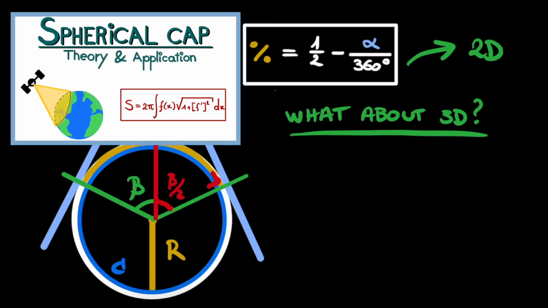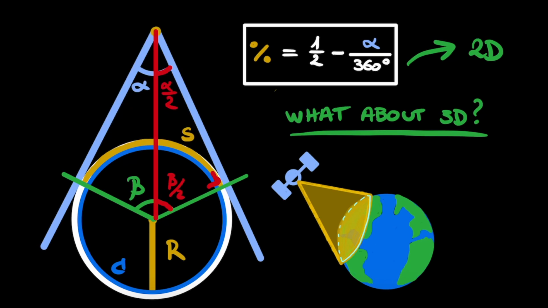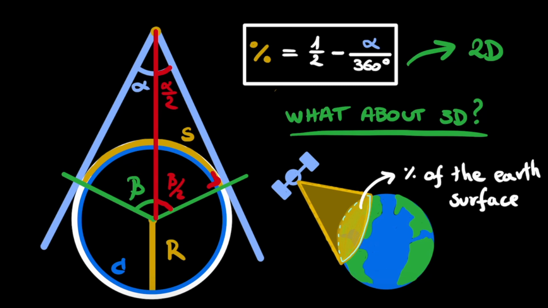So if you want to take on the challenge and step it up a bit, then I invite you to check out this video, where we are looking at a satellite, which is looking at the Earth, which is a sphere instead of a circle, and it basically asks the same question. Depending on the height of the satellite, what percentage of the Earth's surface does it actually see? And I warn you, this is quite a difficult problem.